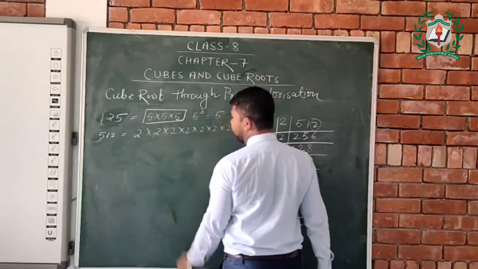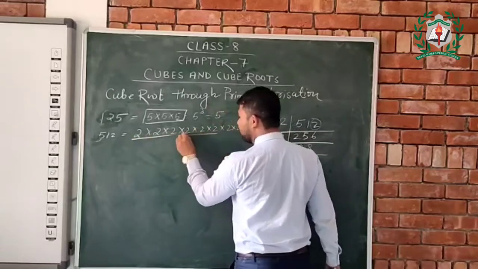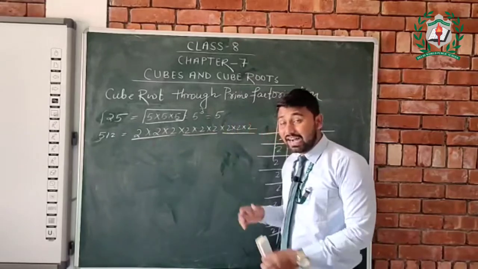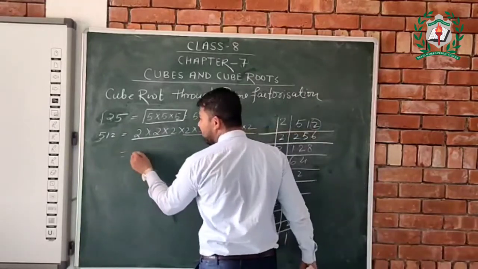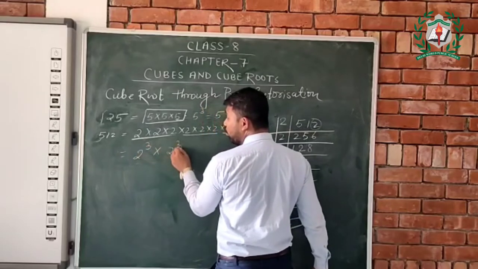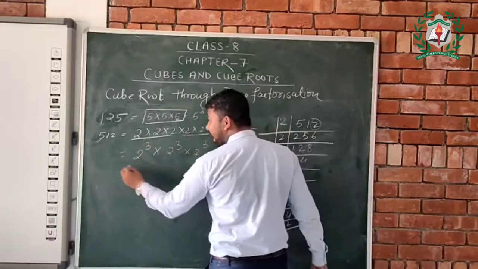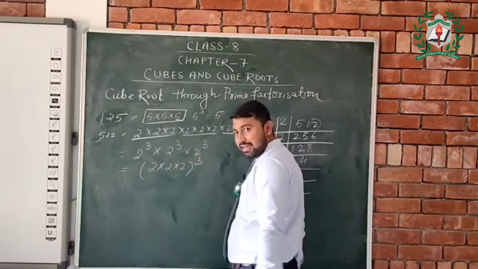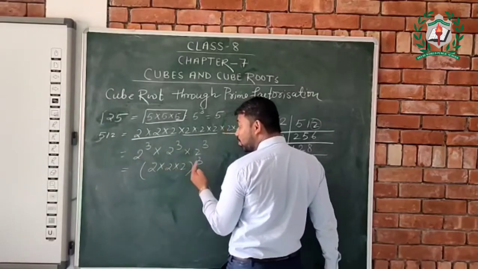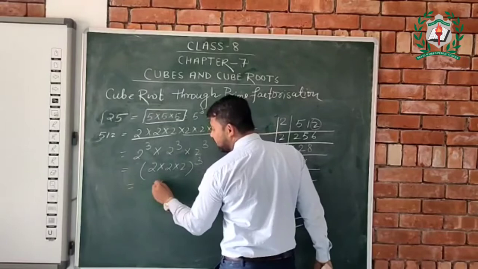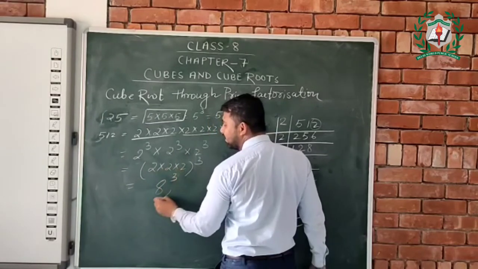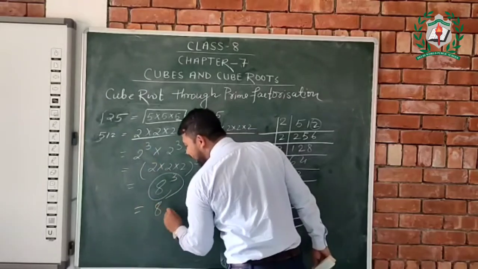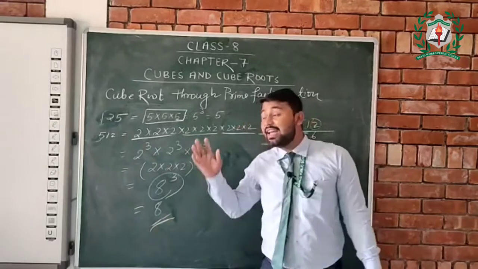3, 6, 9. Make a pair. Okay, here it is a cube, so we will make pairs of 3. Understand? So that will be 2 cube into 2 cube into 2 cube, and it can be written as 2 into 2 into 2 whole cube, and that is 8 cube. 2 2s are 4, 2 4s are 8, 8 cube. It means the cube root of 512 is 8.